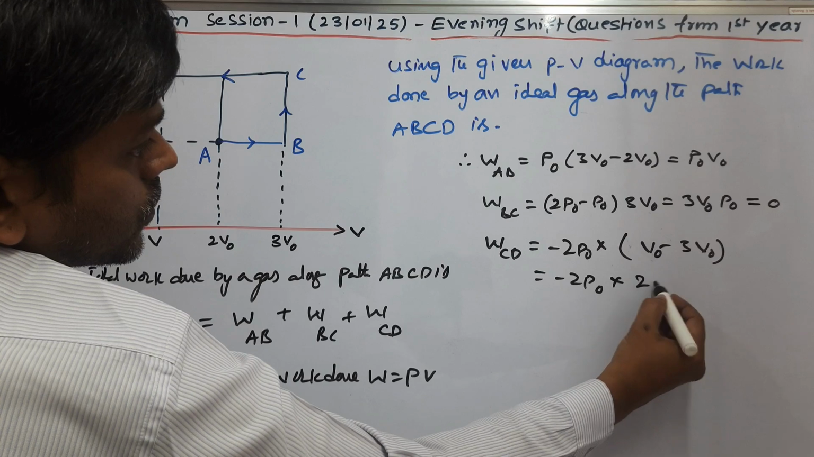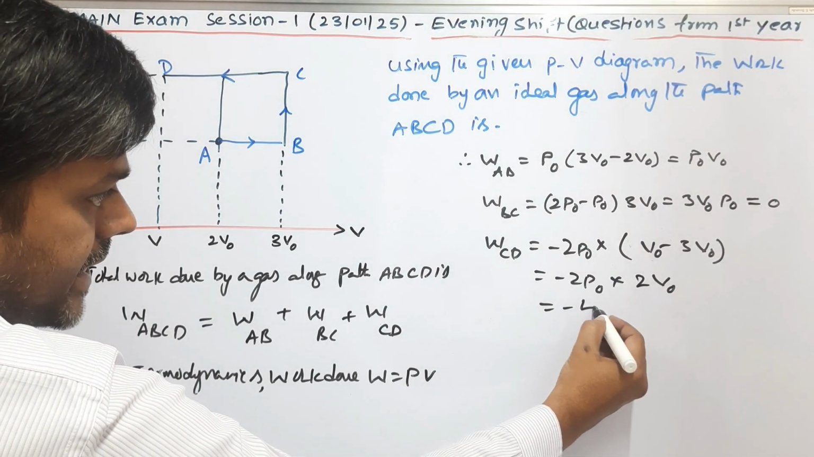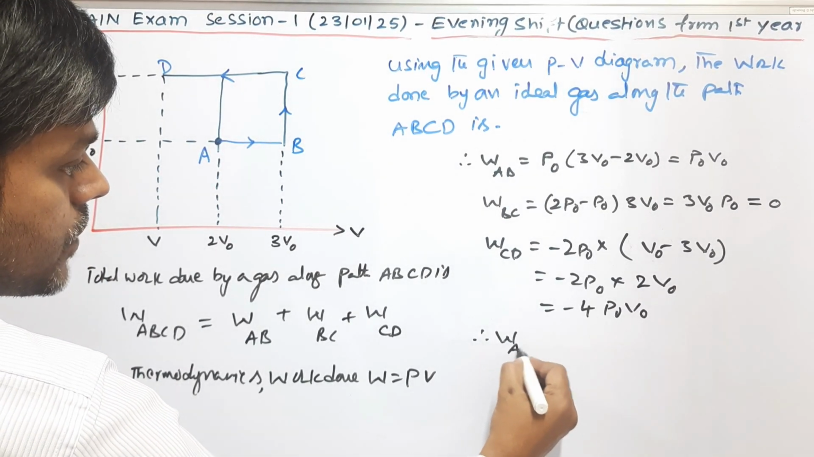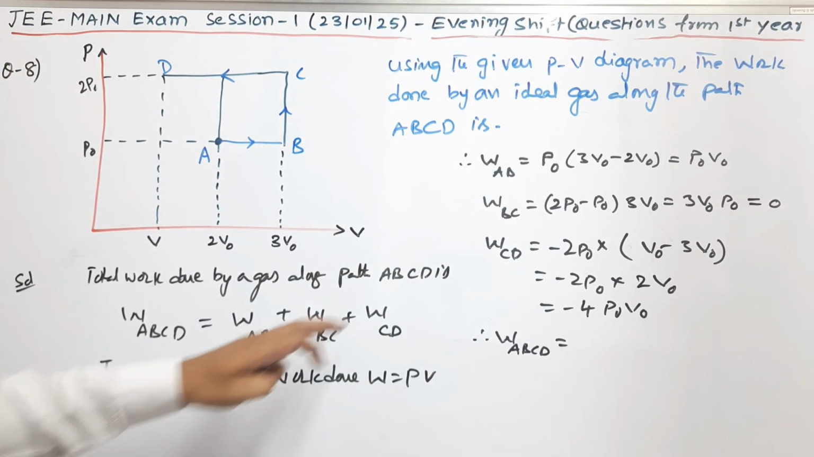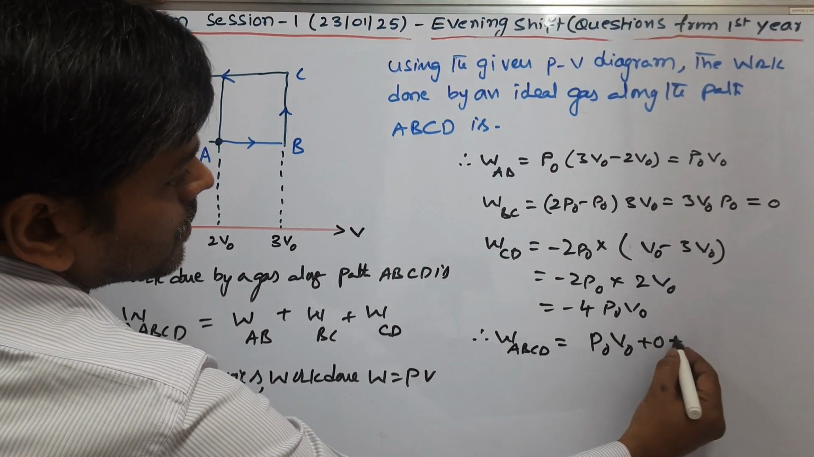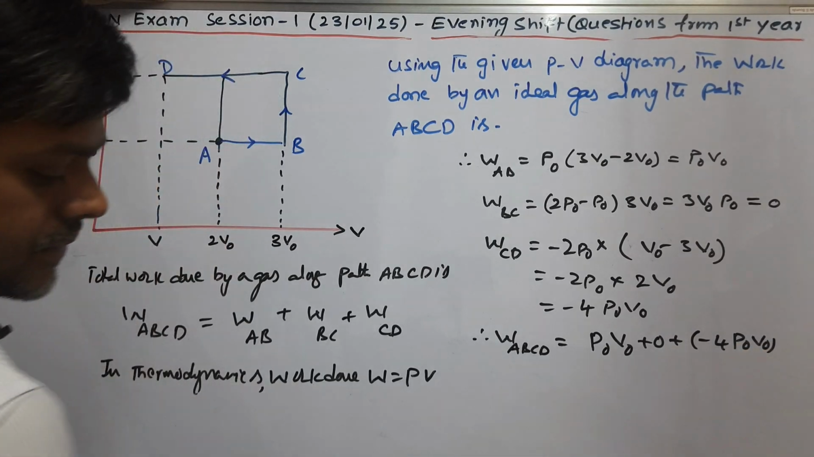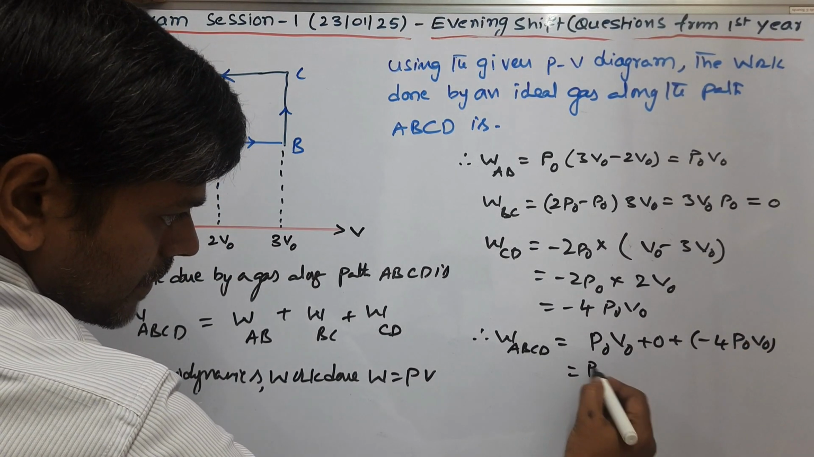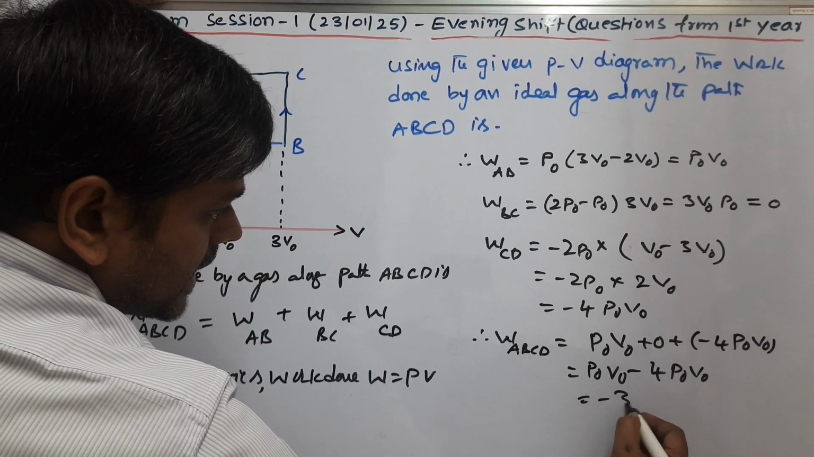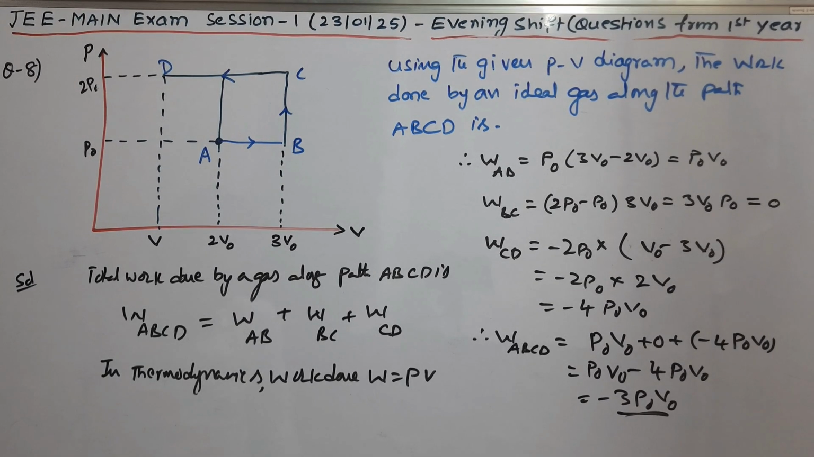So, you get minus 2 into 2 V naught, that implies minus 4 P naught V naught. Therefore, total work done W for A B C D is AB, which is P naught V naught, plus 0, plus minus 4 P naught V naught. So, we get P naught V naught minus 4 P naught V naught, equal to minus 3 P naught V naught. So, this is the answer for this question, right?